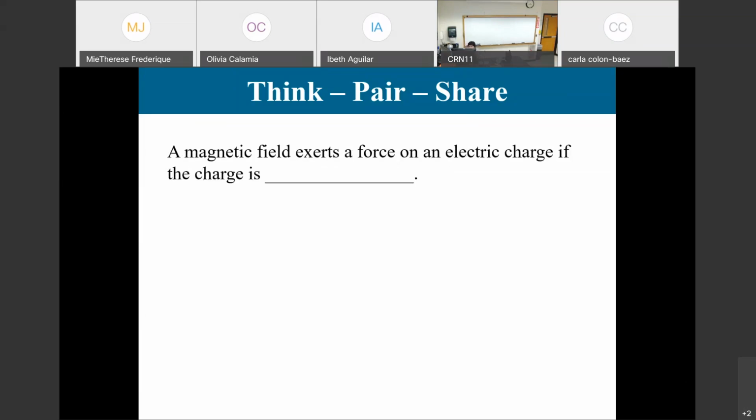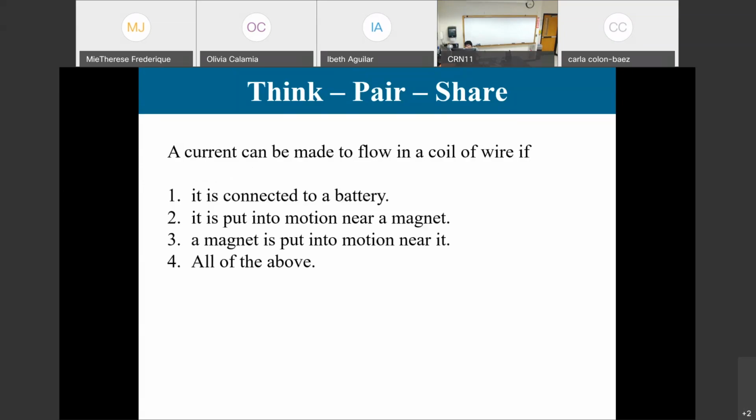A magnetic field exerts a force on an electric charge if the charge is moving. The charge needs to move to feel a force from a magnetic field. All right. You can make current in a coil by induction due to a magnet. If you connect it to a battery, of course, that's DC. So 2 and 3 are both when the coil is moving or when the magnet is moving in and out of the coil. So all of the above for that.